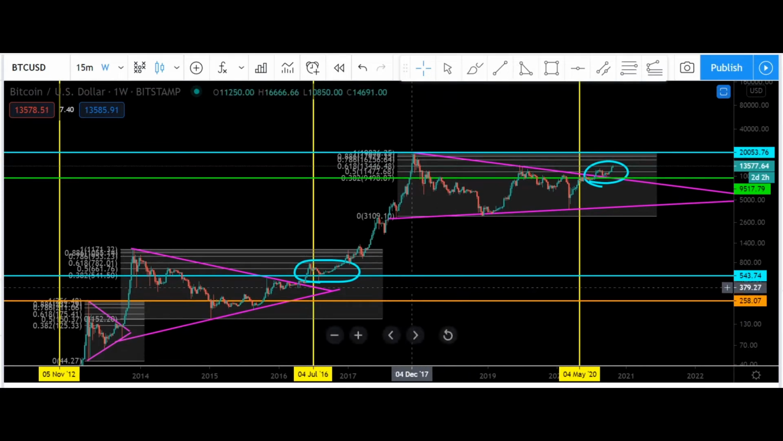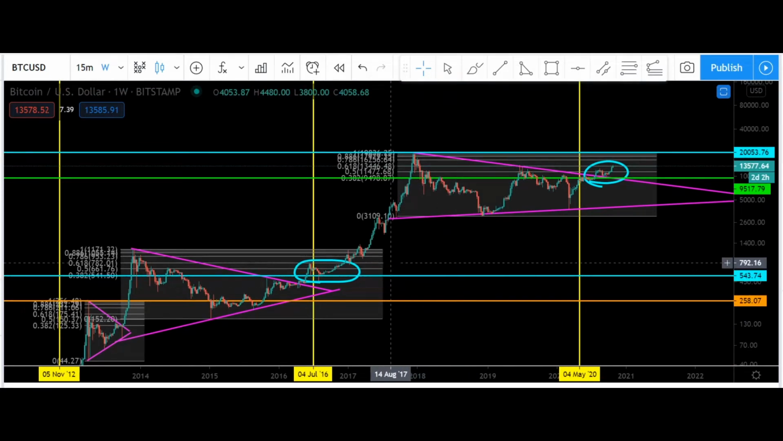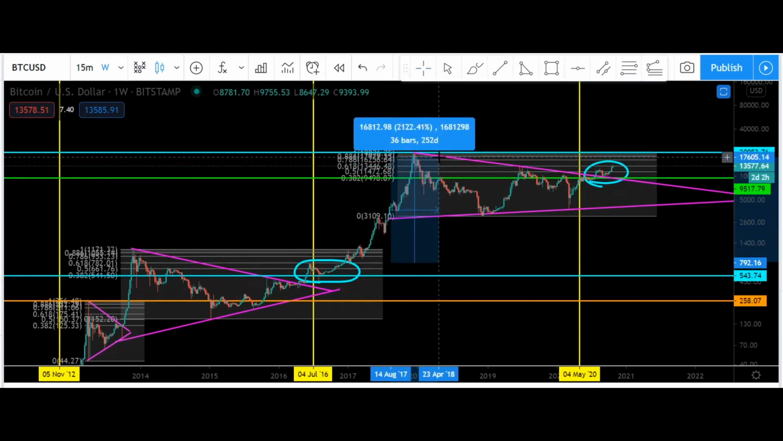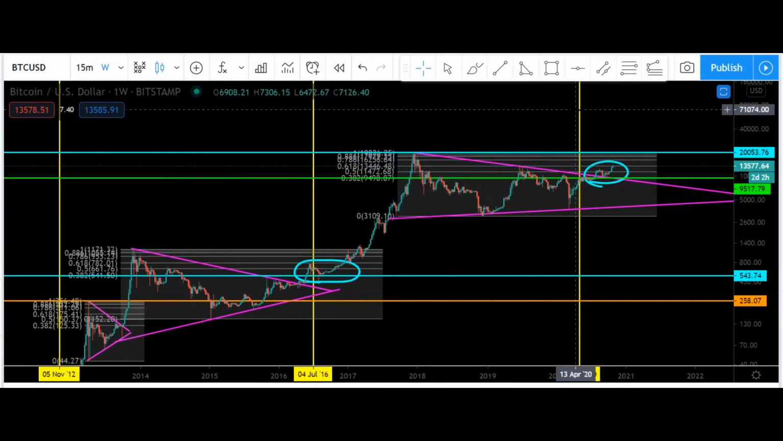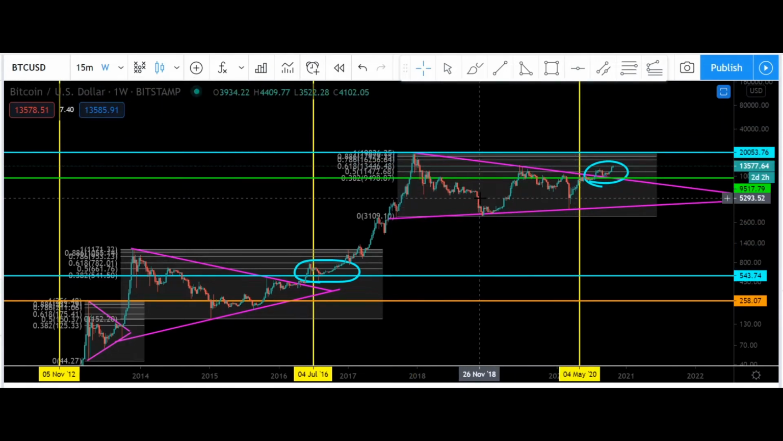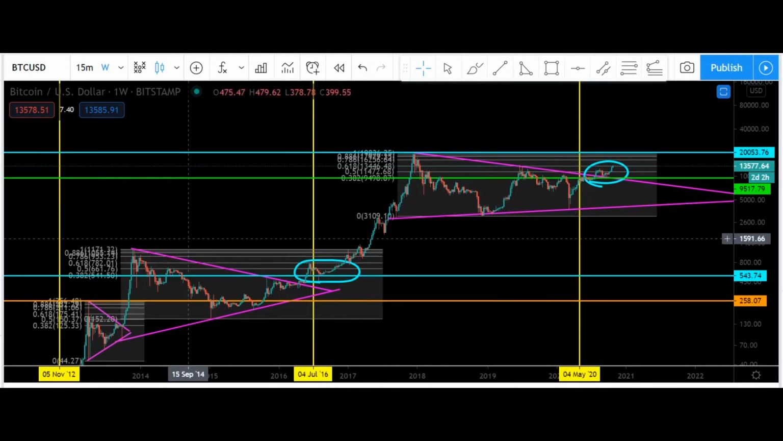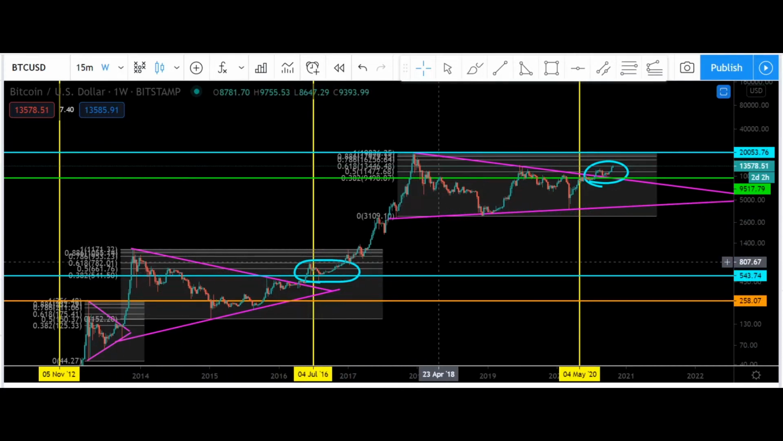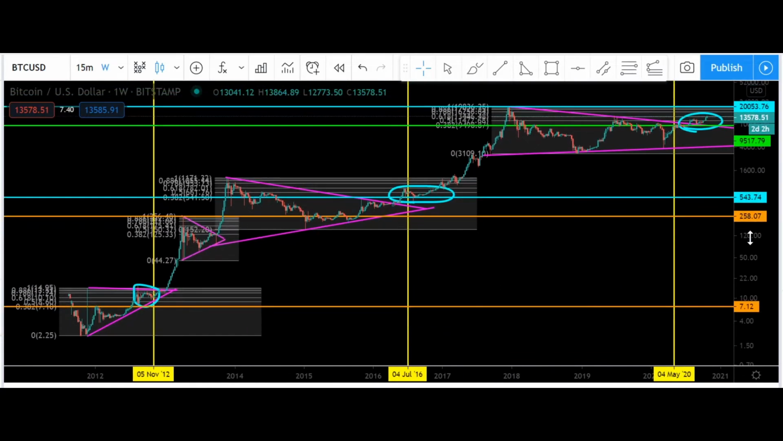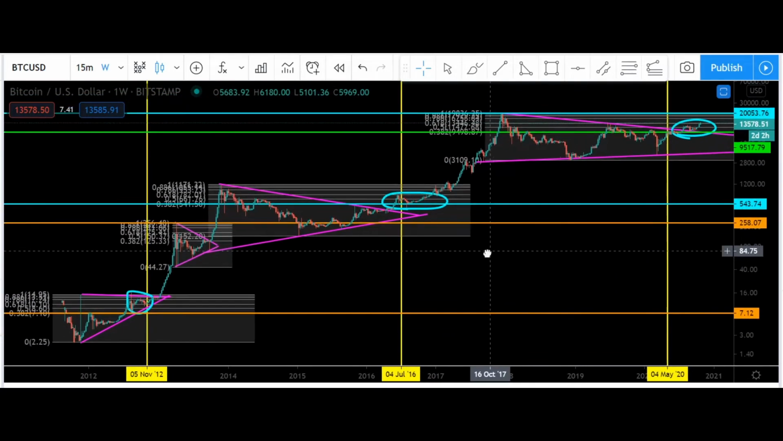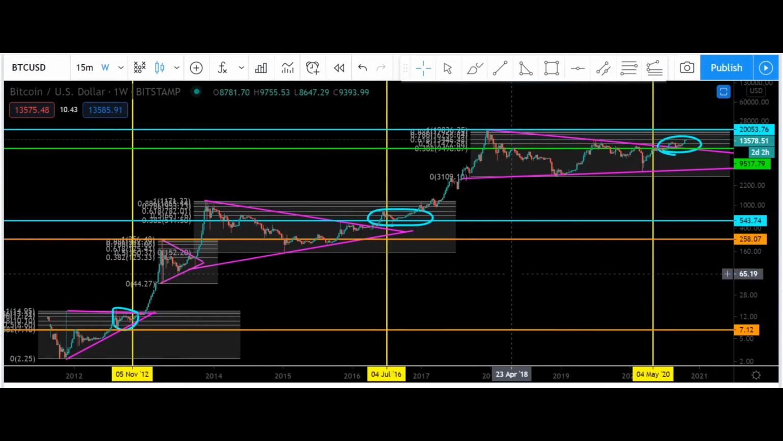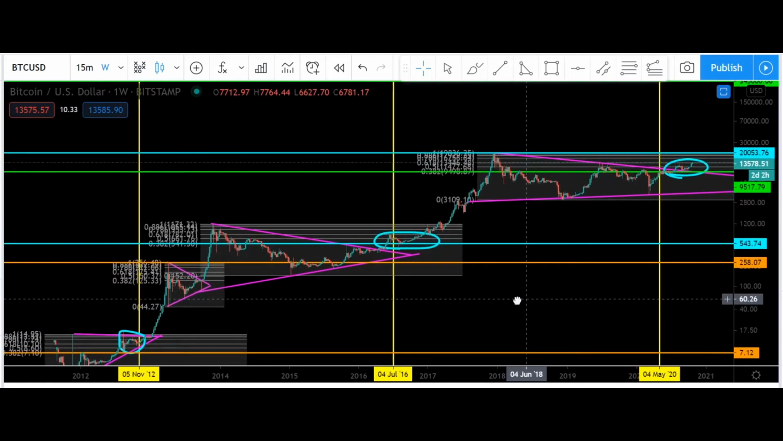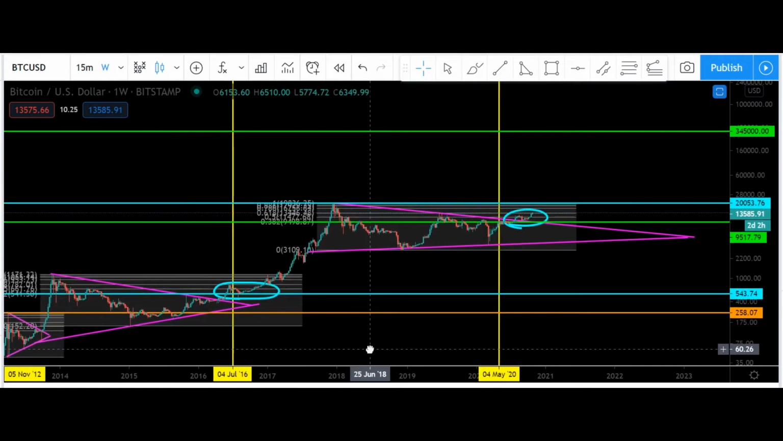Let's do it from the next time this exact pattern happened, from the 0.618 rejection point. 24, 2,500%, you guys. You can see here that the patterns as well as the Fibonacci lines are being respected perfectly. The last two times we've had this exact pattern play out, the percentages are basically identical from all those Fibonacci pulls. It's absolutely mind-blowing how perfect that is.